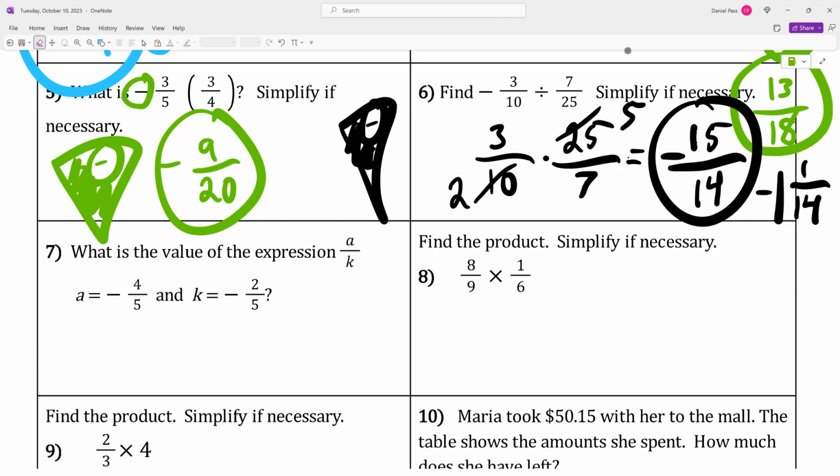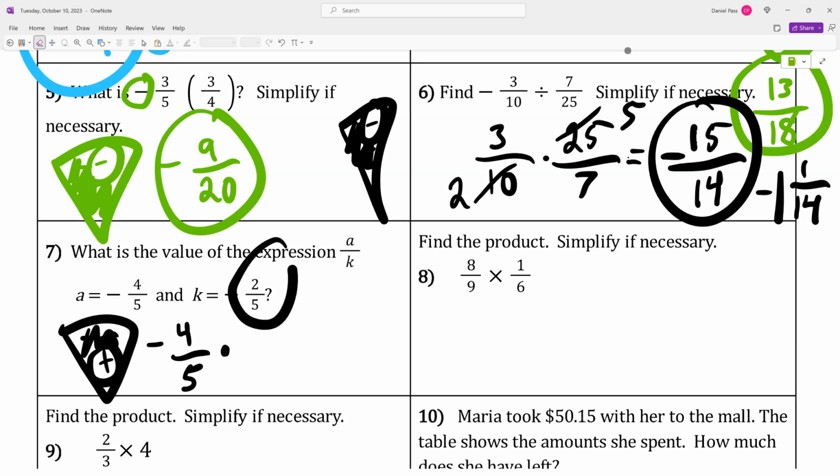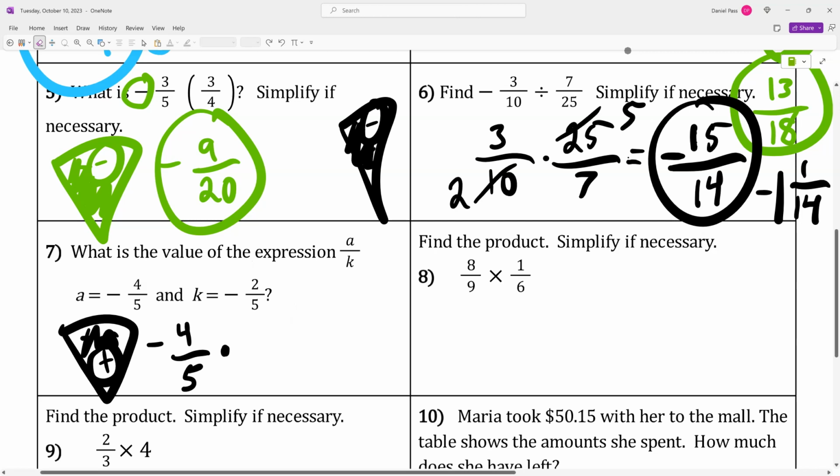The answer will be positive, right, because we have 2 negatives. Very good. 2 negatives make a positive for division. And then we want to divide 4 and 2, which would just be 2. No, we need to go through this process here. Negative 4/5 times the reciprocal, times 5 over 2. No shortcuts.